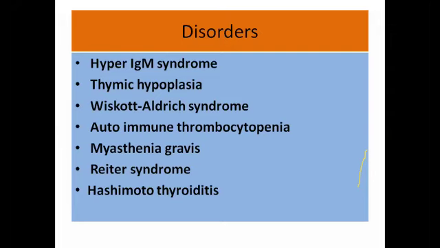To treat this, they will do allogenic hematopoietic cell transplantation, use immunosuppressants, and antimicrobial therapy will be given to treat this disorder. And the next is thymic hypoplasia. Students, it is a condition where the thymus is underdeveloped.